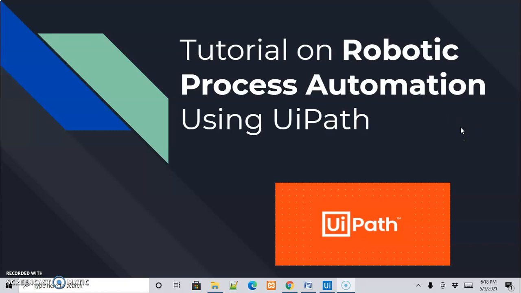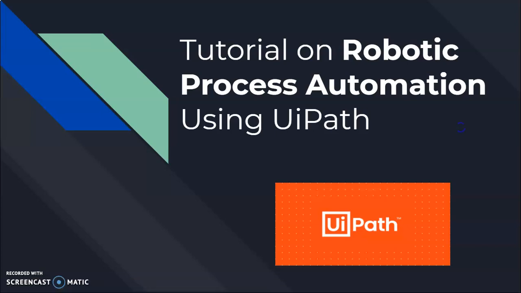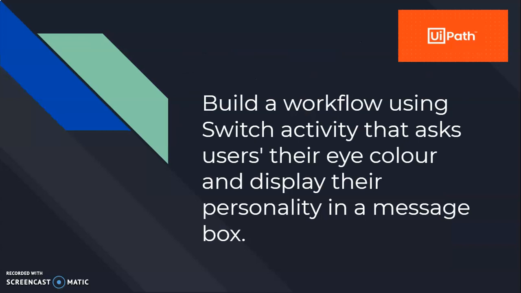Hello and welcome to the tutorial on robotic process automation using UiPath. In this session, we will consider an example of building a workflow using switch activity that asks users their eye color and displays the personality of the user in a message box. For this example, we have considered 4 different colors, and based on those colors we will be displaying the personalities of the users using the appropriate activities.